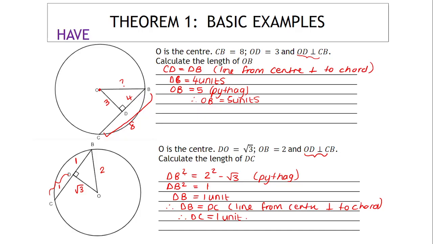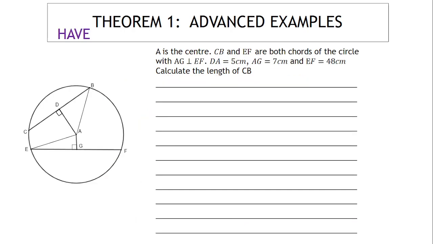All good. Let's look at a little bit of an advanced question. A is the center. Again, I told you they don't have to give us O as center. They can use any letter as center. CB and EF are both chords. AG is perpendicular to EF, so line from center perpendicular to the chord bisects the chord. I know that now. DA is 5, AG is 7. EF, this whole line here, is 48. They want us to calculate CB, this whole line over here.